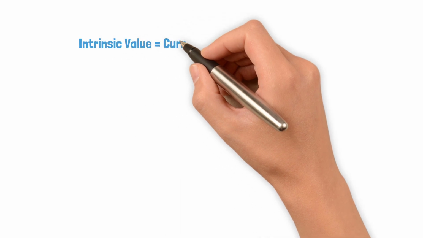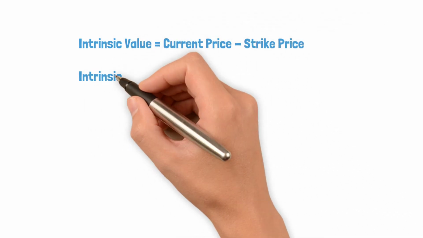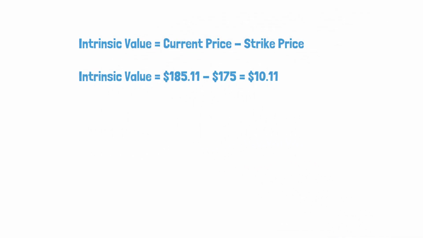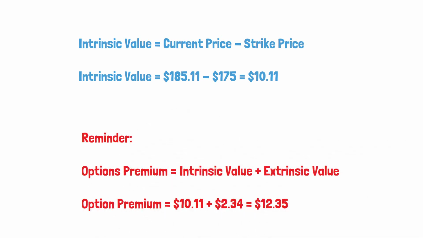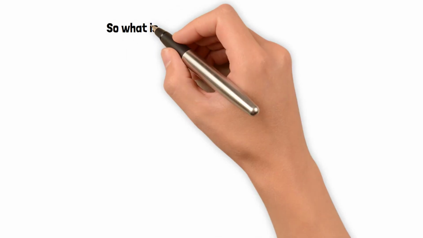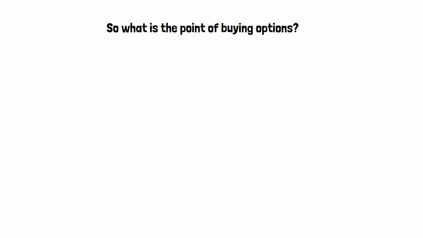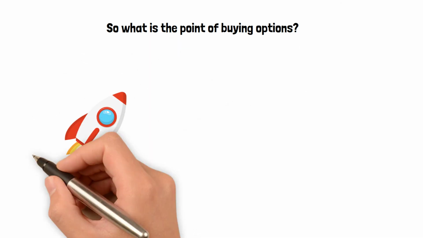The intrinsic value is just the current price minus strike price, and since Apple is trading at $185.11 and the strike price is $175, there is $10.11 worth of intrinsic value in this options premium. Okay, what gives? Why would anyone buy call options if you would lose money if you exercise this immediately?